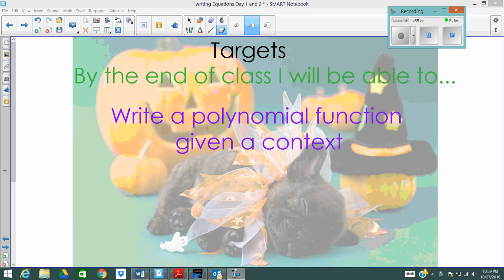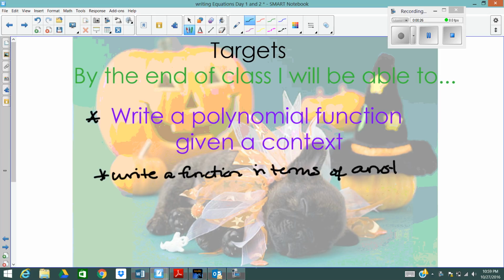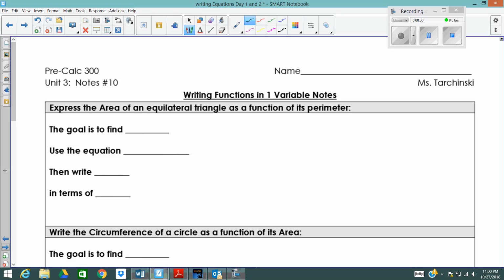All right, our objective today is to write a polynomial function given a context, as well as to be able to write a function in terms of another. So let's take a look at example 1. Express the area of an equilateral triangle as a function of its perimeter.